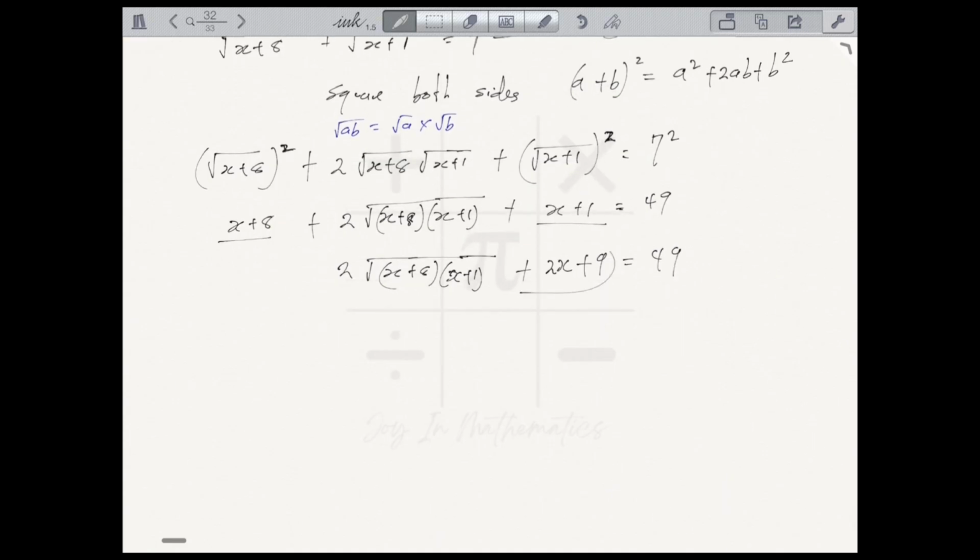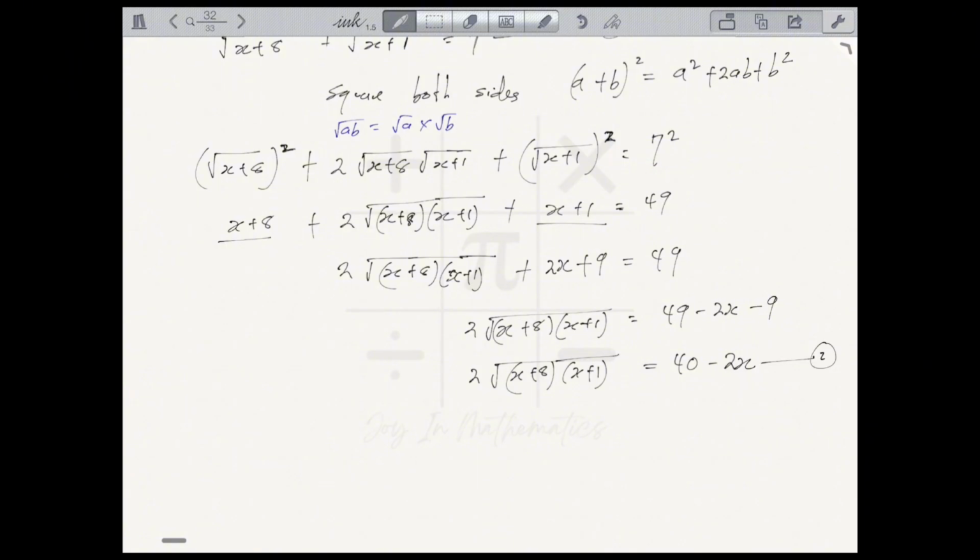So I can bring these to the right hand side, so we left it 2 in the bracket of square root of x plus 8 multiplied by x plus 1 is equals to 49 minus 2x minus 9. Therefore we say that 2 multiplied by the square root of x plus 8 multiplied by x plus 1 is equals to 40 minus 2x. So we can call this equation 2.